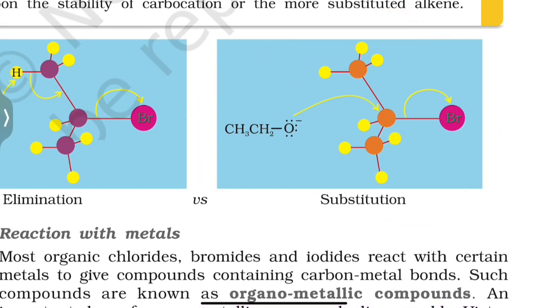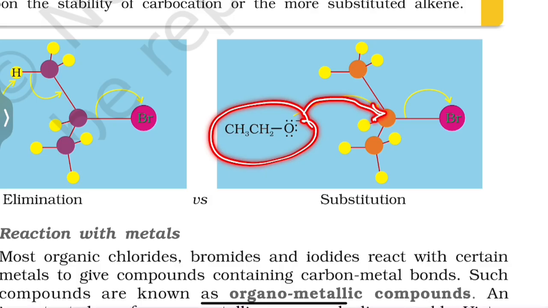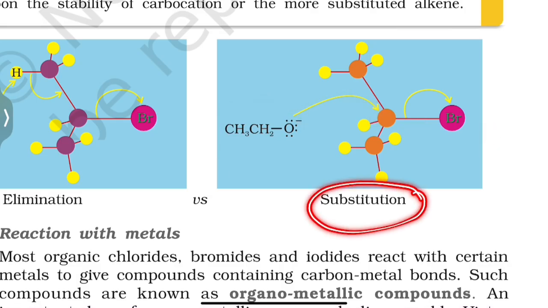So you can see in this picture, here substitution reaction takes place because this is the nucleophile which is smaller. It is not bulky. Therefore, it can go and attack the carbon atom, and Br will leave as Br minus. Therefore, here substitution reaction is taking place.